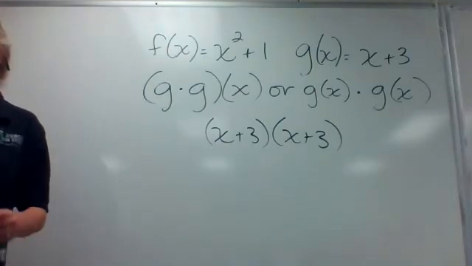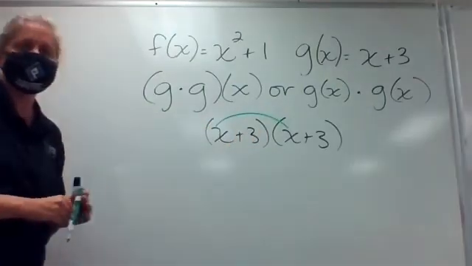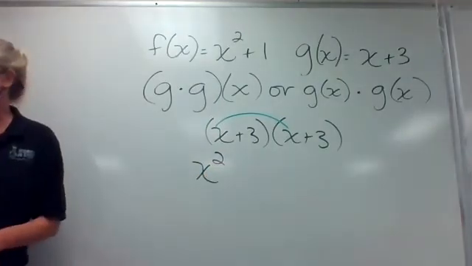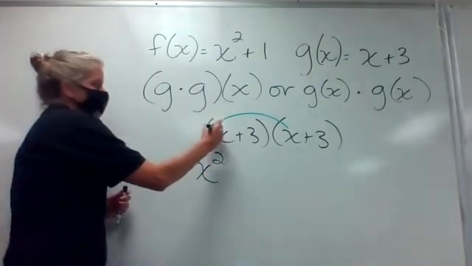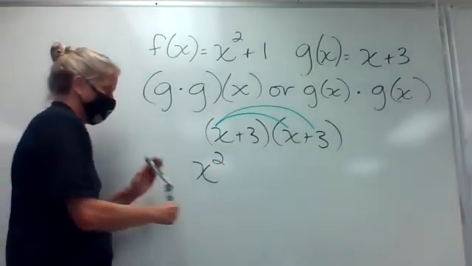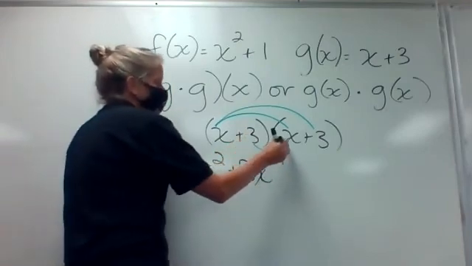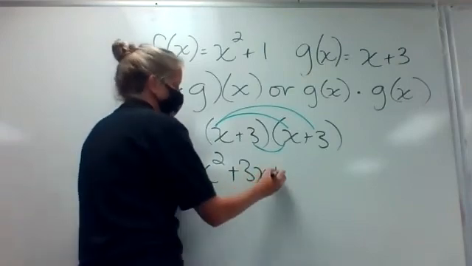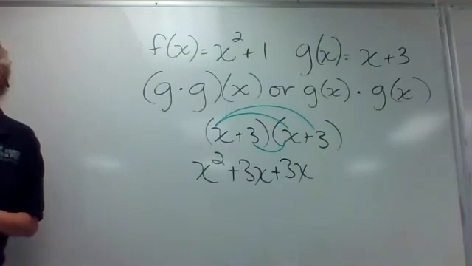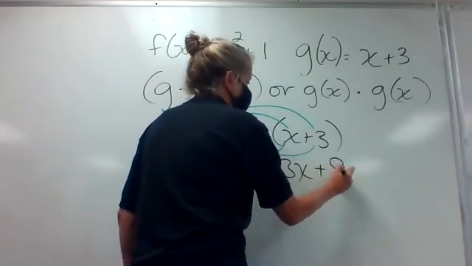Then I'm going to FOIL that one also, or distribute. First, x times x gives you x squared. Your outer, x times positive 3, is positive 3x. My inner, positive 3 times x, is positive 3x again. And then my last, positive 3 times positive 3, is positive 9.